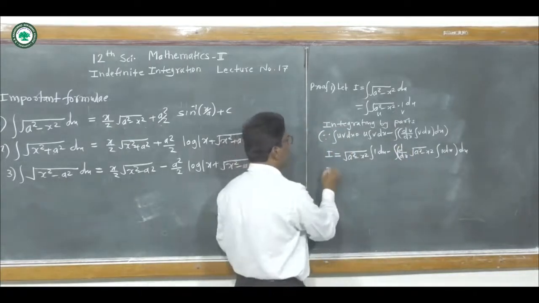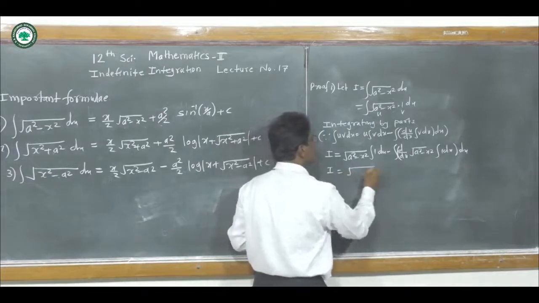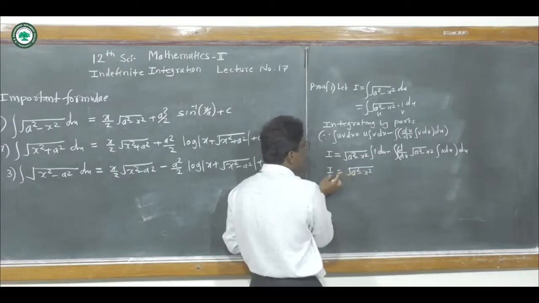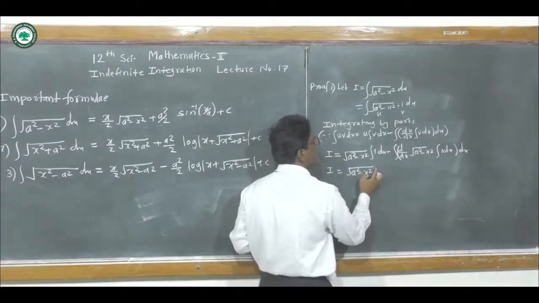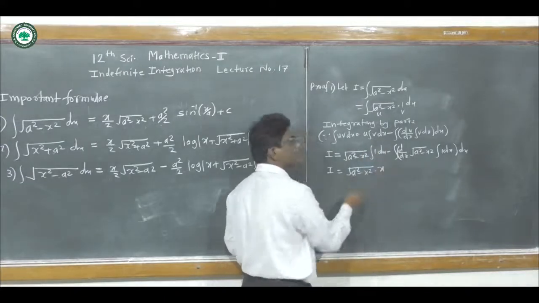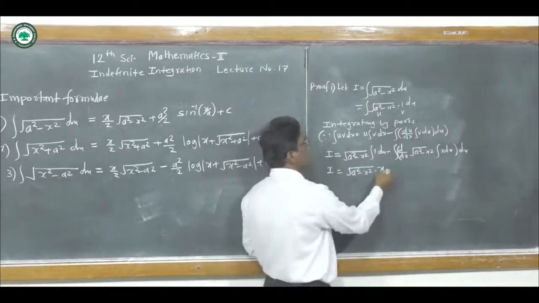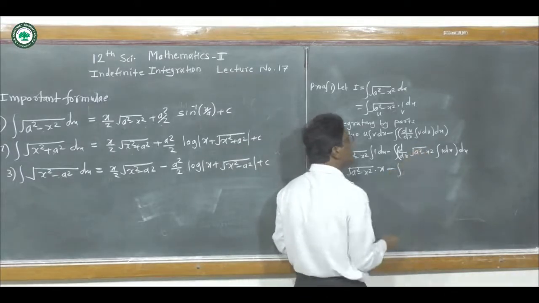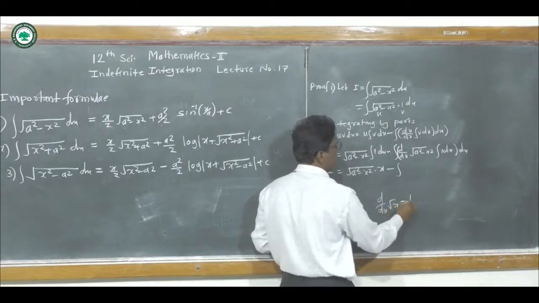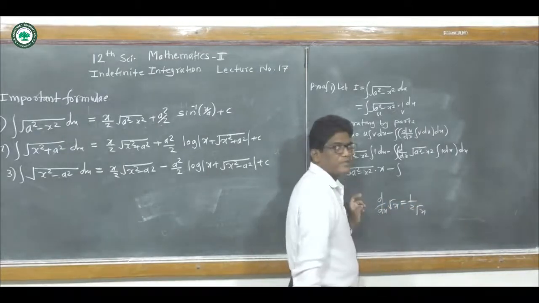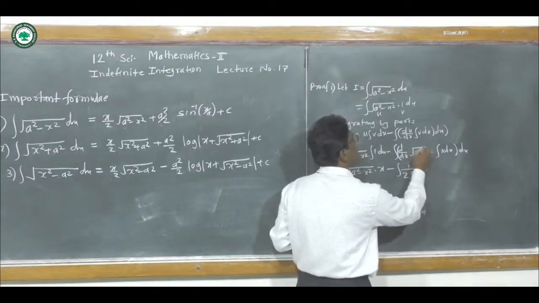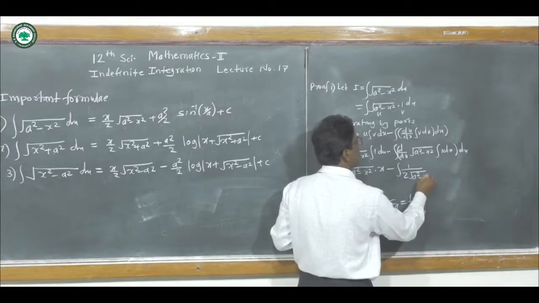So I is equal to root of a square minus x square, and integration of 1 dx is x. We know integration of 1 dx is x, minus integration of the derivative of root. We know d by dx of root x. What is derivative of root x? It is equal to 1 upon 2 times root x. So it is 1 upon 2 times root of x, where x means this a square minus x square.